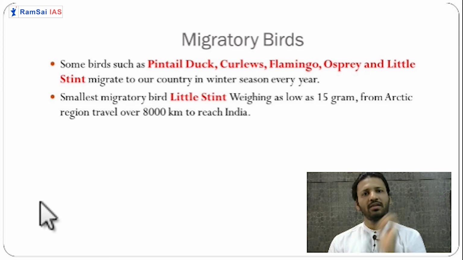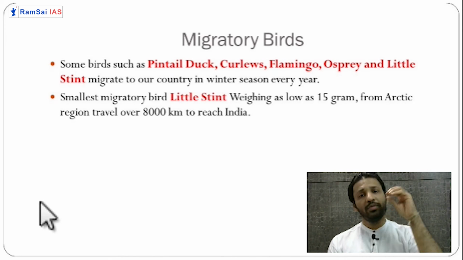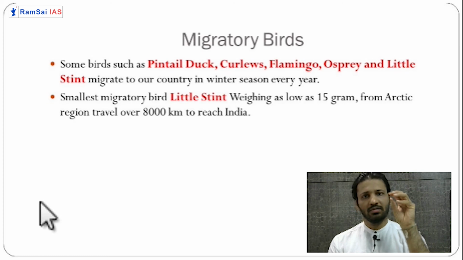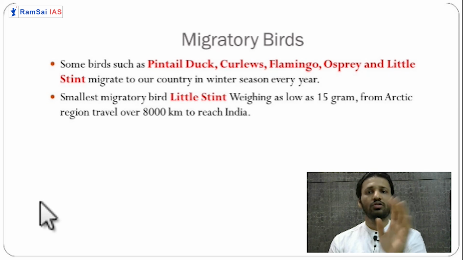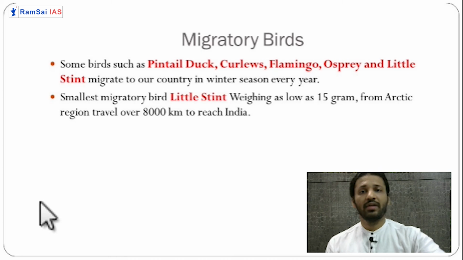It's very small, like 15 grams. Some people even wear a wedding ring that is more than 15 grams, like 20-30 grams. This bird is even lighter than a ring. So this 15-gram bird travels 8,000 kilometers from the cold Arctic region and reaches India. So the names of these migratory birds are very, very important.